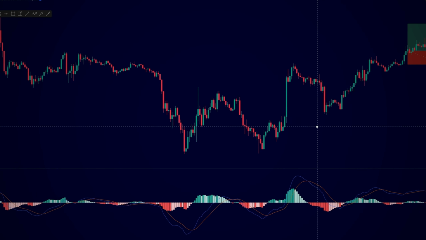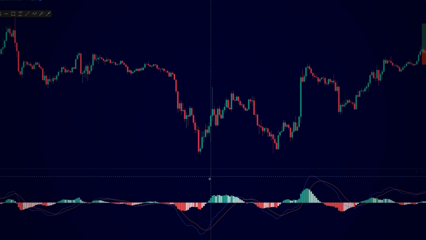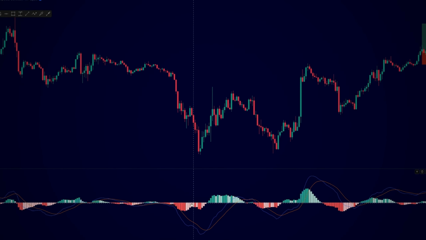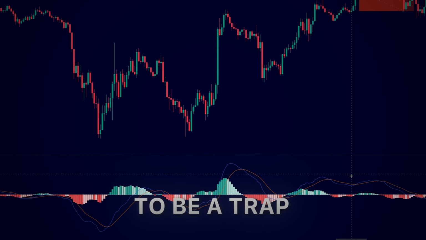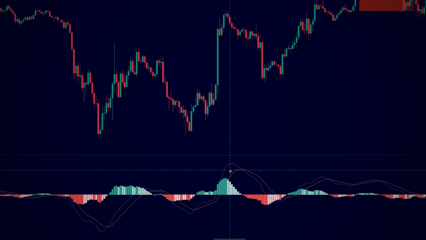To solve this problem, we introduce a simple yet brilliant rule. We'll only consider signals if they come from the right zone. For long signals, the MACD line and the signal line must cross only below the zero line. Why? Because if the lines are above zero, the market is already overheated, and any upward signal could turn out to be a trap. For shorts, on the other hand, the crossover must happen strictly above the zero line. In other words, we're catching the moment when the momentum is just starting, not when it's already spent.